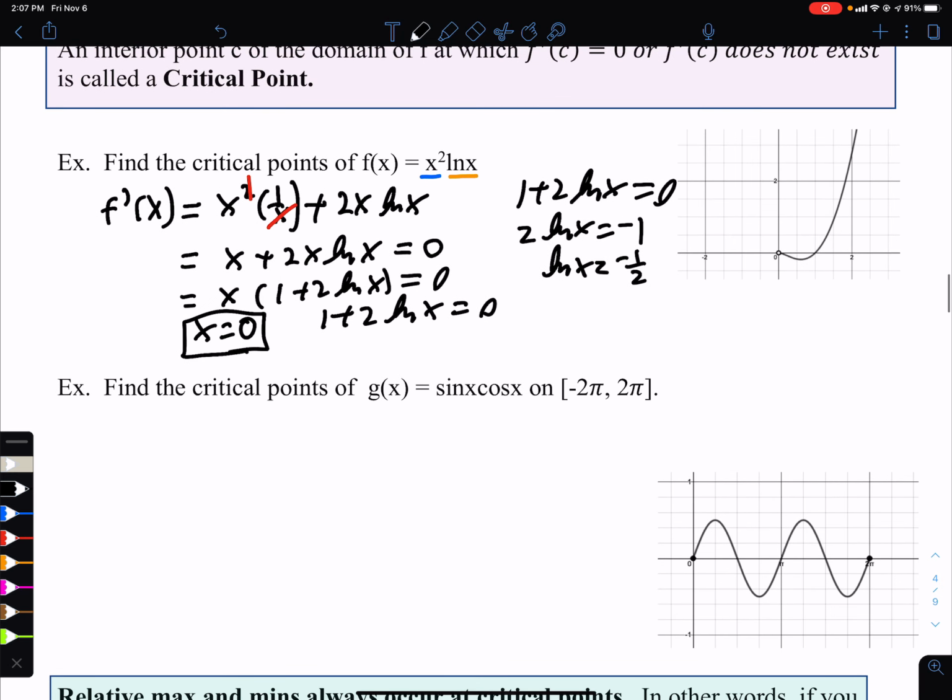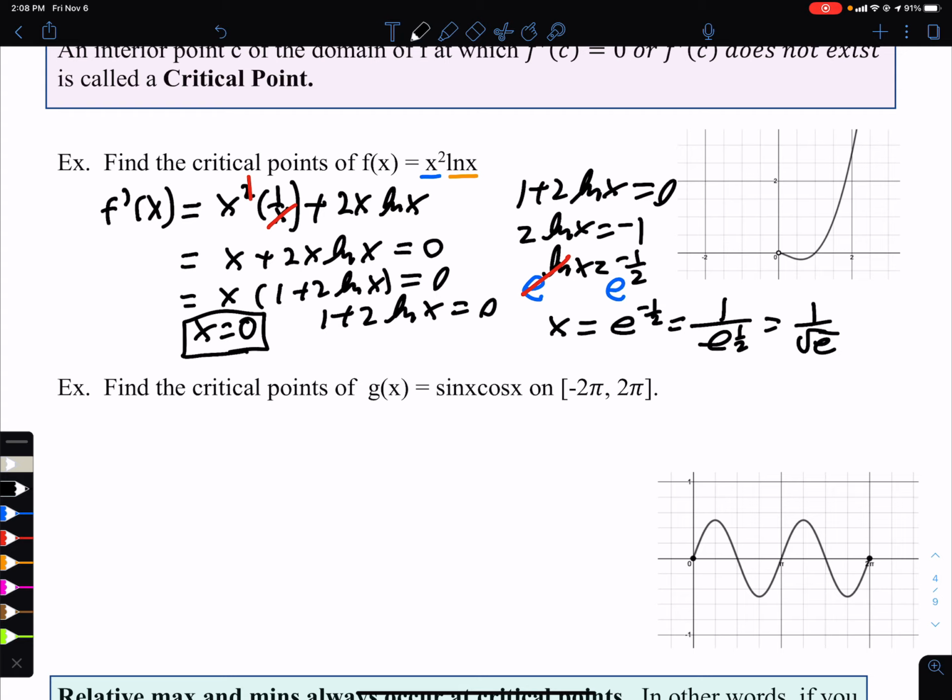Now, this is where your trig skills or algebra skills need to come into play. To get rid of ln, the inverse function is e. I e both sides. e and ln cancel. So my other one is x equals e to the negative 1/2, which is 1 over the square root of e. The negative moves that to the bottom, and the 1/2 power is square root. I will explain everything that's going on and make some connections with critical points and see if you understand what's happening.